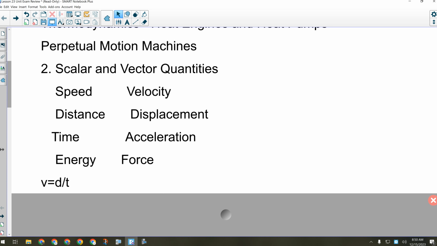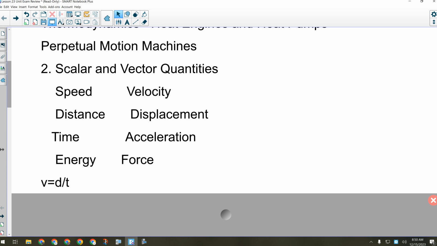Okay, v equals d over t. Are you going to have to use that? Where's that going to be? Multiple choice or written response? Probably multiple choice. It's a pretty easy calculation. Okay, I'm not going to waste a 4-mark written response item on a v equals d over t question.